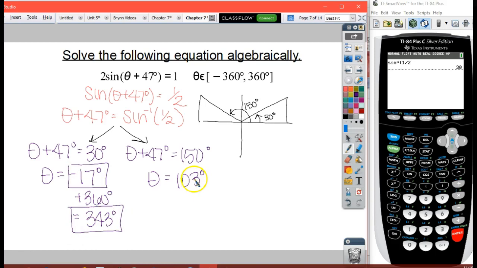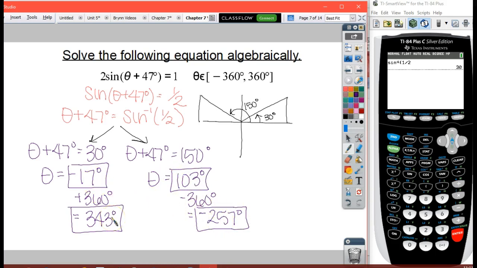With the 103, I know if I add 360, that'll put me over positive 360. That means that I'm going to need to subtract to get my other answer, and that will give me a negative 257 degrees. So here are my other 2 answers. So I have all 4.